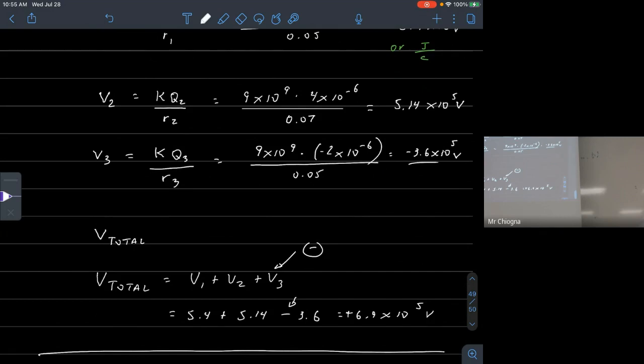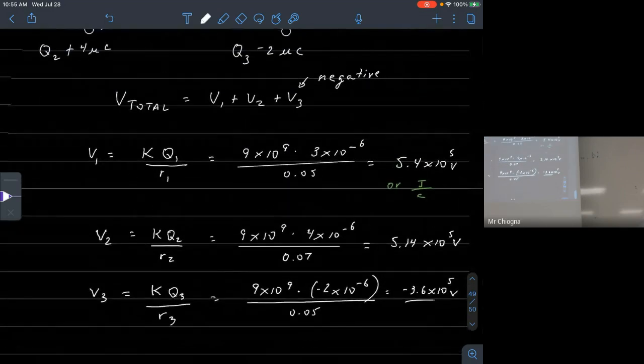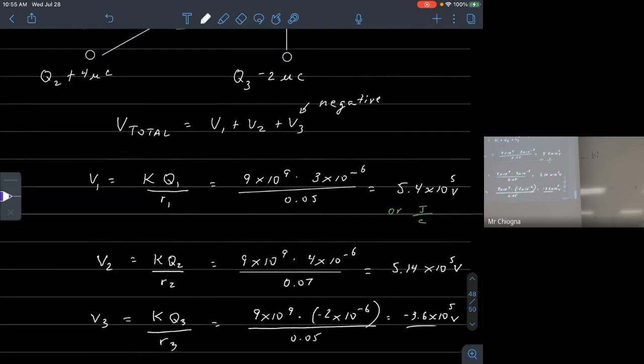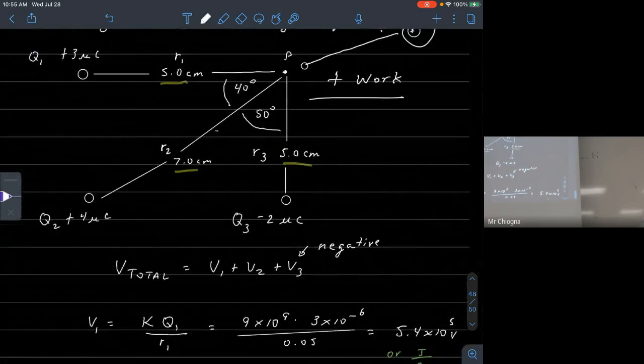Like in most cases, you'll be given 2 or 3 charges and you'll be asked to solve for the total. Here's the key point: what you need to know to calculate the electric potential is the distance from the charge to the point. That's what you'll be given as well. The angles are irrelevant. You just need the distance from the charge to the point.